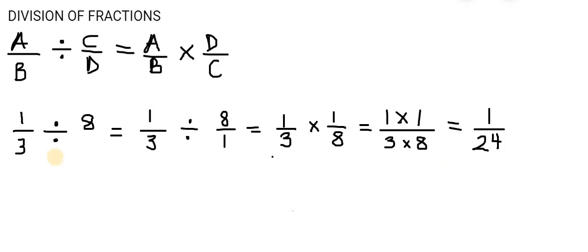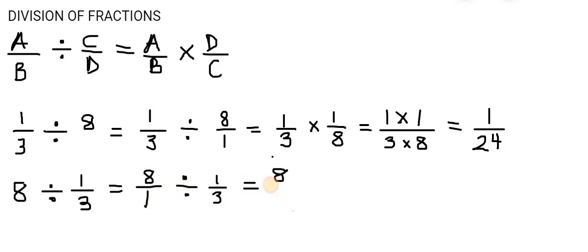Now, if this was the other way around, if I had 8 divided by 1 over 3, first things first, the whole number has to be written as a fraction, so that's 8 over 1 divided by 1 over 3.